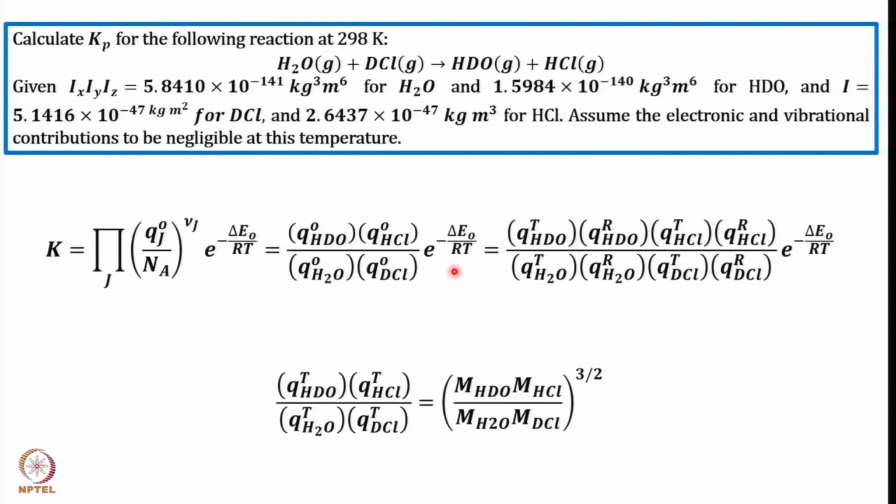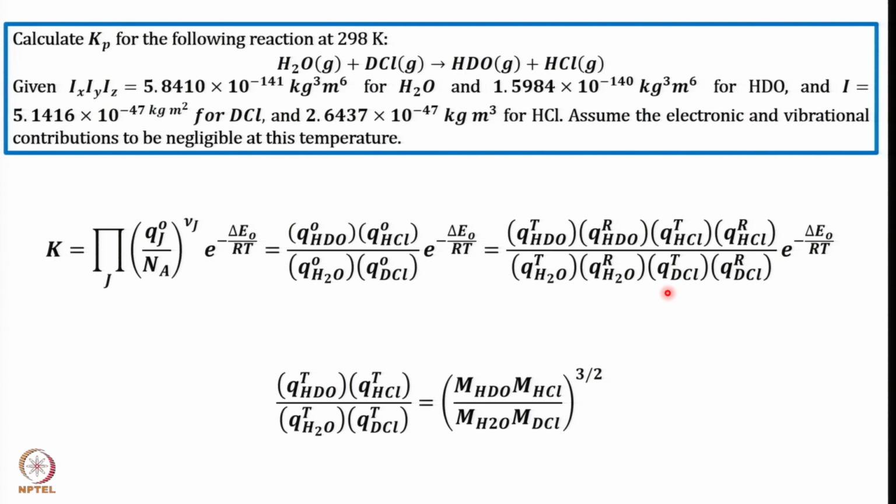Now HDO will have translational contribution as well as rotational contribution. HCl will have translational contribution and rotational contribution. Similarly, water will have translational and rotational contribution, and DCl will also have translational and rotational contribution. So other electronic and vibrational contributions you are ignoring.